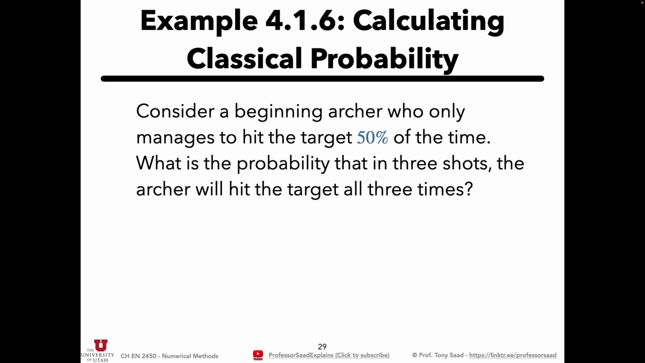Anyway, consider a beginning archer who only manages to hit the target 50% of the time. What is the probability that in 3 shots, the archer will hit the target all 3 times? First thing you do is define your sample space. Your sample space contains all possible outcomes of what this archer will get after 3 shots. It could be target, target, target. It could be target, miss, target, or miss, target, target, etc. You have to list them to count them.